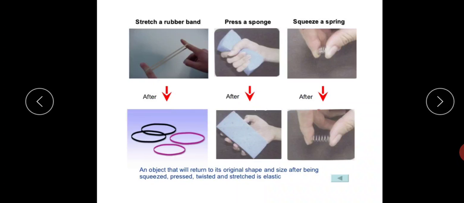We have started with the chapter Force and Pressure, and today we are going to continue with the next part of that. In the previous class, we discussed that force can change the shape of an object, and we discussed so many examples to understand it.